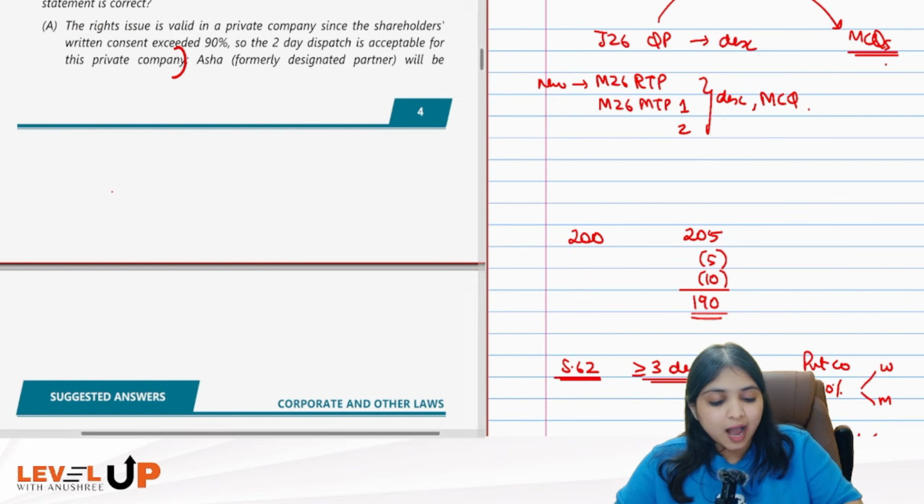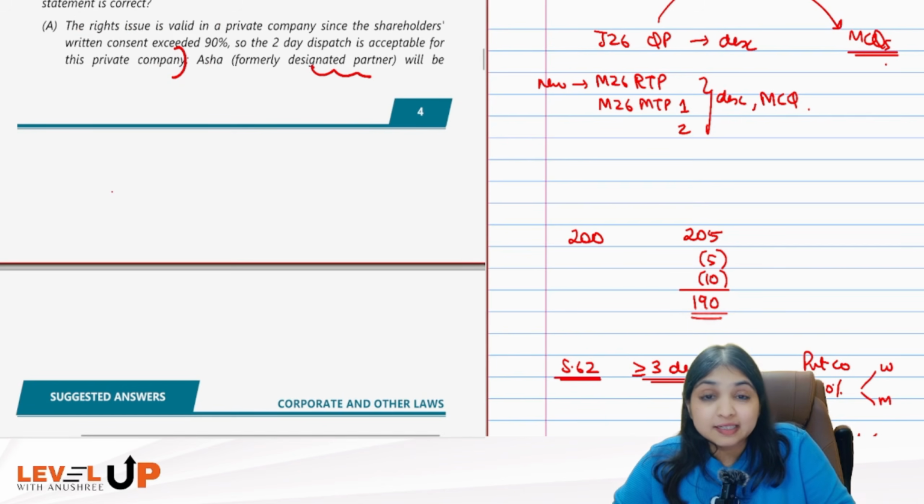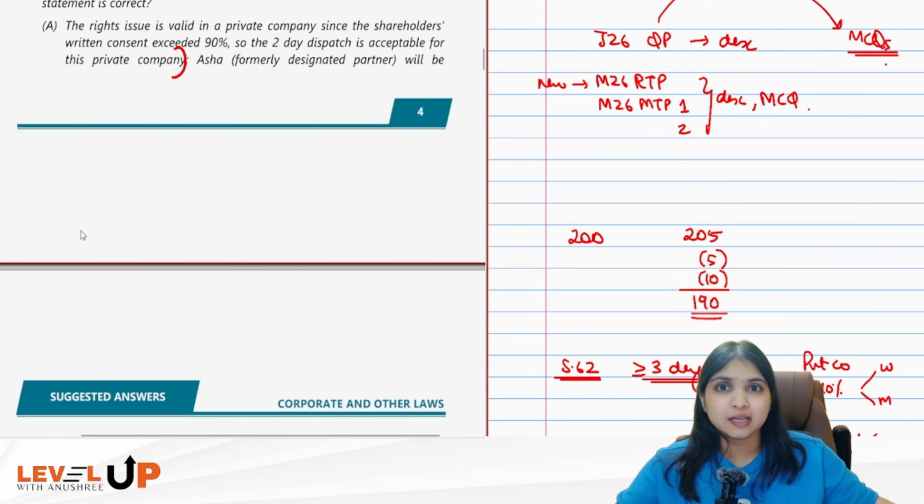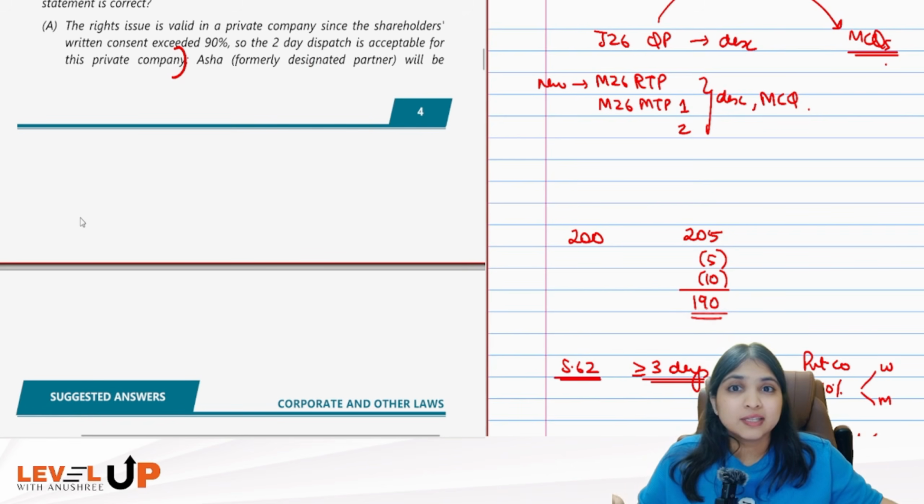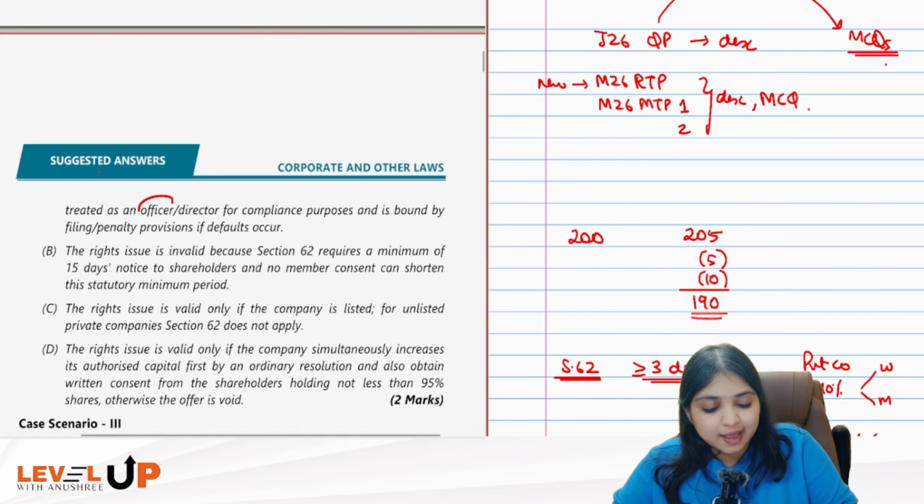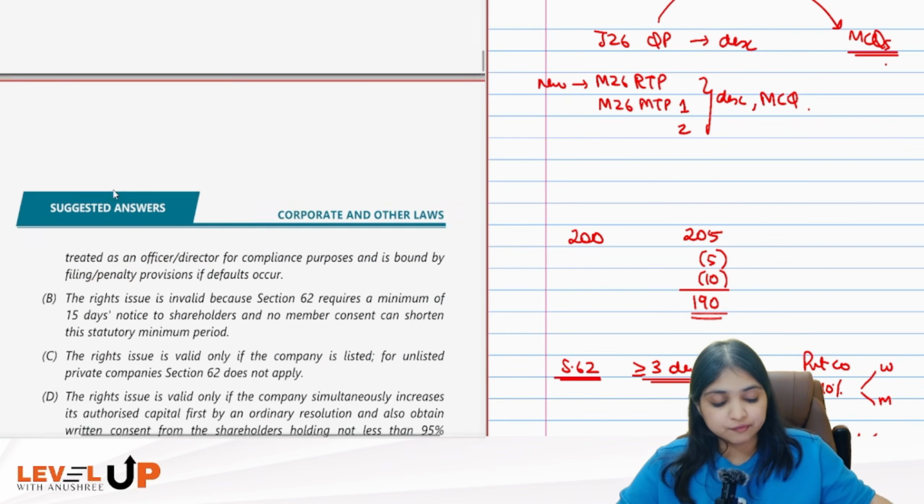And then, Asha, she was earlier the designated partner of the LLP. So, therefore, she was responsible for compliances and all legal compliances. Designated partner only is liable for legal compliance in an LLP, right? So now that the LLP has converted into a company, she will be treated as an officer or director for compliance purposes and is bound by filing or penalty provisions if default occurs.